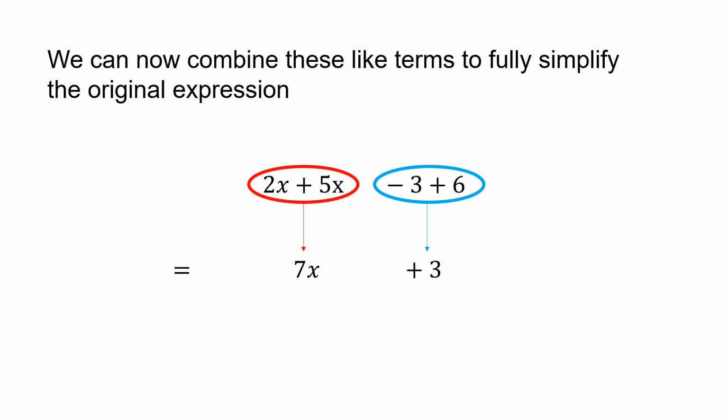2x plus 5x, well, that gives us 7x. And we have minus 3 plus 6, and that gives us plus 3. So taking the initial expression, 2x plus 6 plus 5x minus 3 gives us the result of 7x plus 3 in its most simplified form.